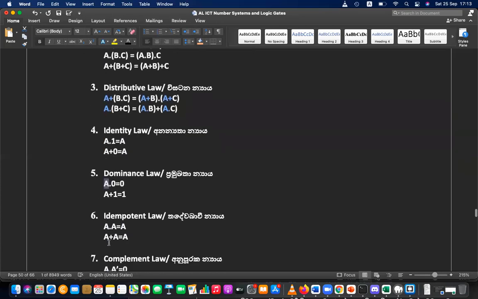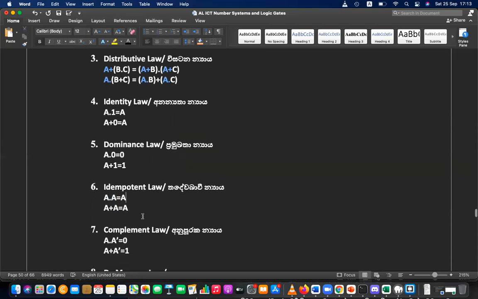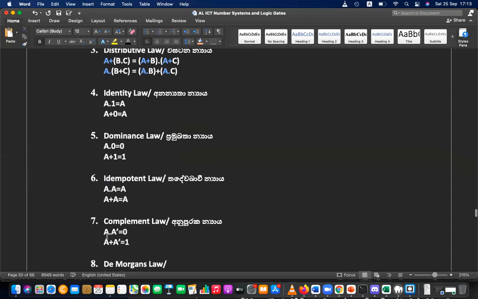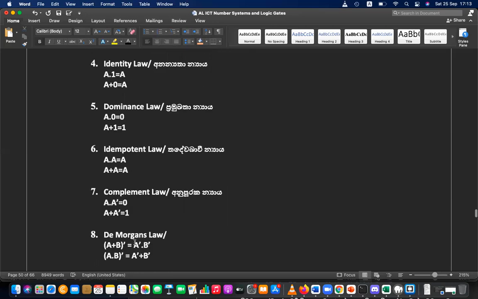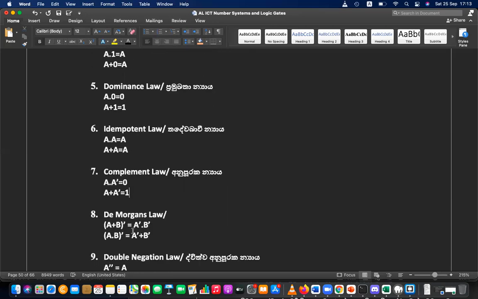And then the idempotent. The similar type of inputs will generate the same. A and A is A, A or A is also A. And complement means dissimilar, if it is different, A and A naught, then it is 0, and A or A naught is 1. That is complement. De Morgan's, we learned that previously.